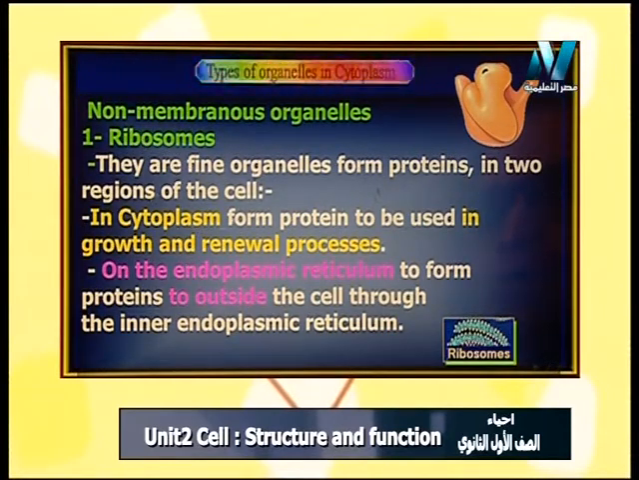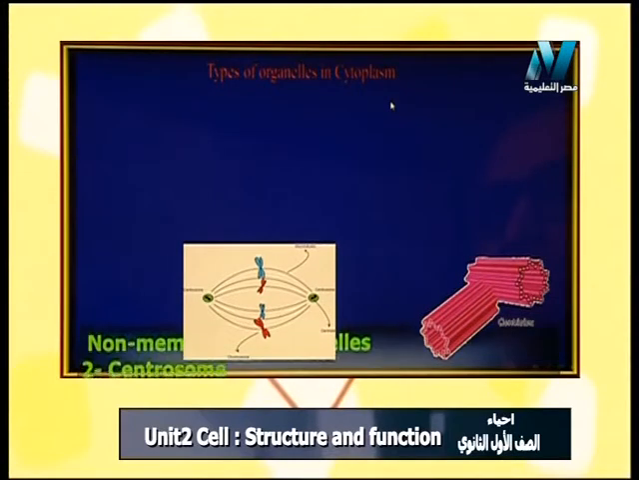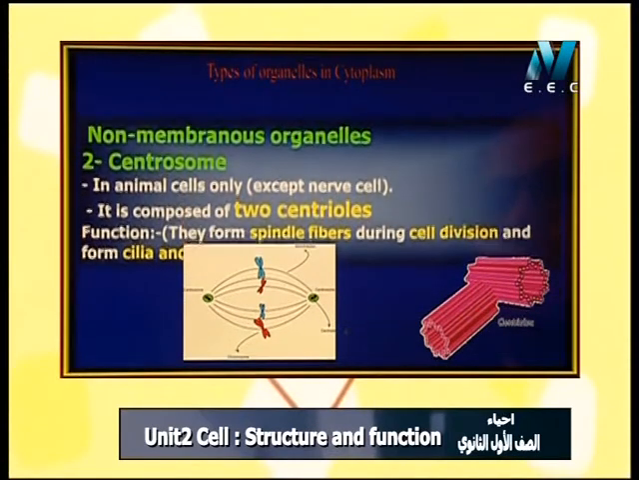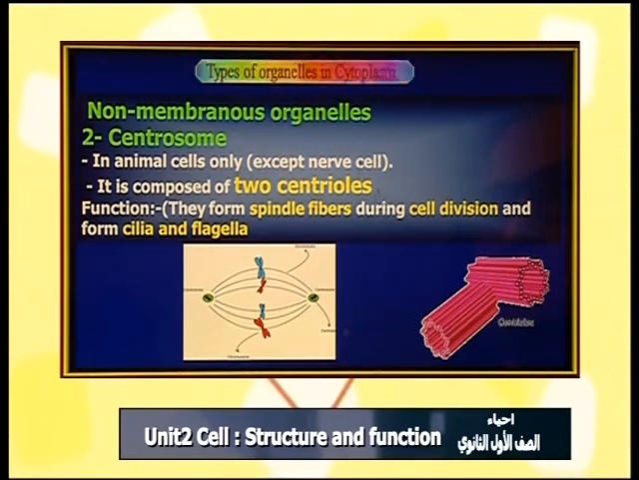The ribosomes are located in the cytoplasm to form proteins that are used in growth and renewal processes, and are also located on the rough endoplasmic reticulum to form proteins to be sent outside the cell through the endoplasmic reticulum. يبقى non-membranous organelles بدينا بالريبوسوم، والريبوسوم ده السنتر اوف بروتين سينثسس انسايد ذا سيل. لكن دلوقتي هنشوف السنتروسوم.